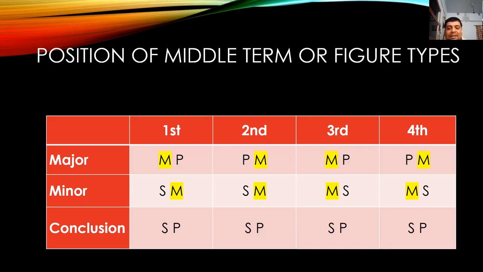Now in the second condition, in both major and minor premise, it will come after predicate and subject. In the third condition, it will come before predicate and subject, and in the last one it will be opposite to the first one. It will come after the predicate and before the subject.